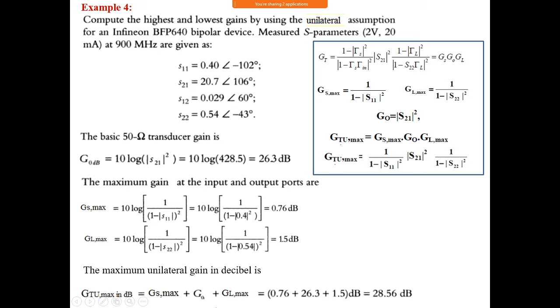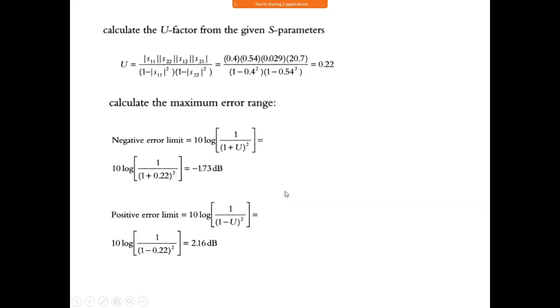0 dB, what is left here? What is G naught? That is the lowest, 26.3. This will be there even if this is 0 and this is 0, you still have this 26.3 dB. So that is the lowest, 26.3 dB you can get. Like this, this is a problem for this transistor.